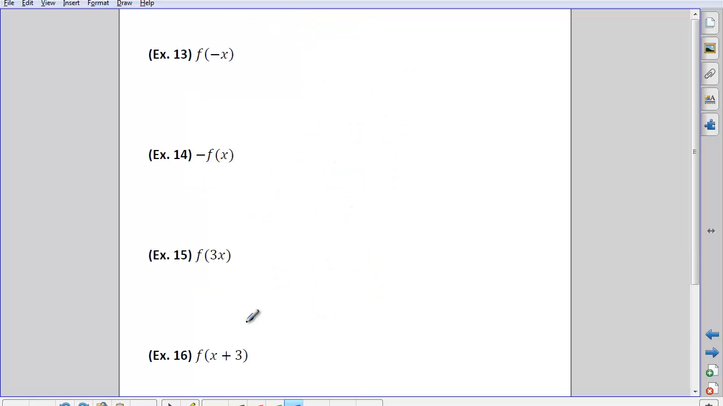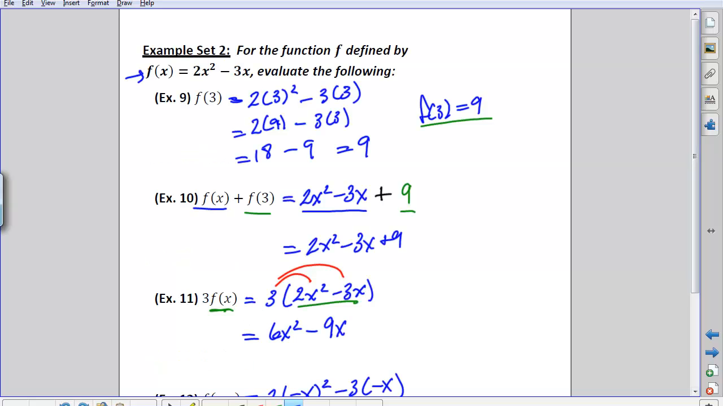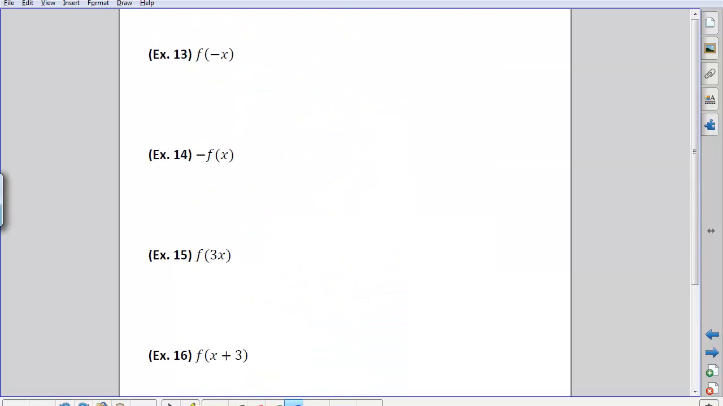13 is f of, let's see, we just did that, didn't we? F of negative x. So let's skip that one. It's a typo. 14, the opposite of f of x. So we're just going to place a negative sign outside that function.